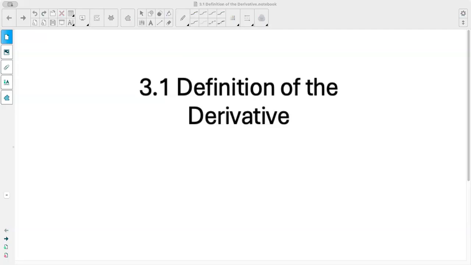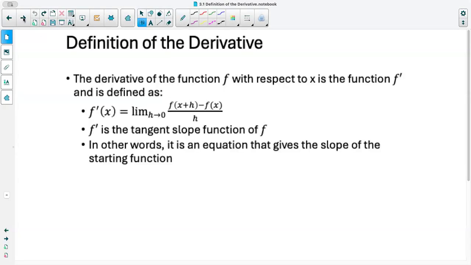Hi, today we are looking at the definition of the derivative. So our definition of the derivative is: the derivative of a function f with respect to x is the function f prime, and is defined as f prime of x equals the limit as h goes to 0 of f of x plus h minus f of x, over h, where f prime is our tangent slope to our function f. In other words, it is an equation that gives us the slope of our starting function.